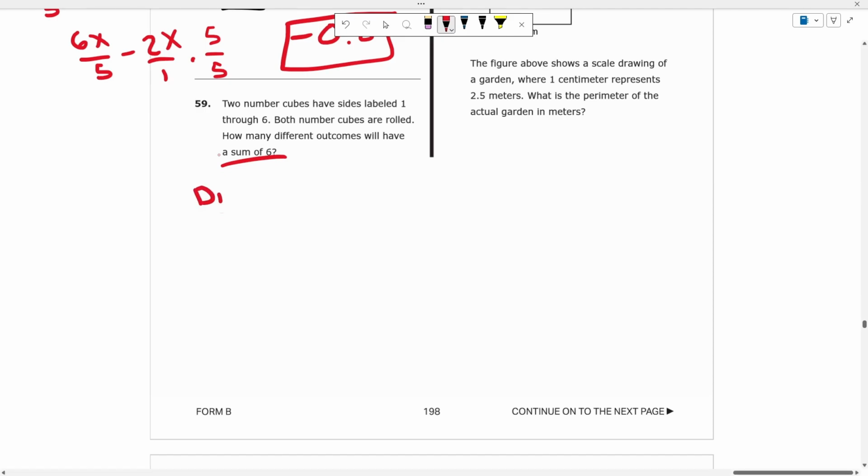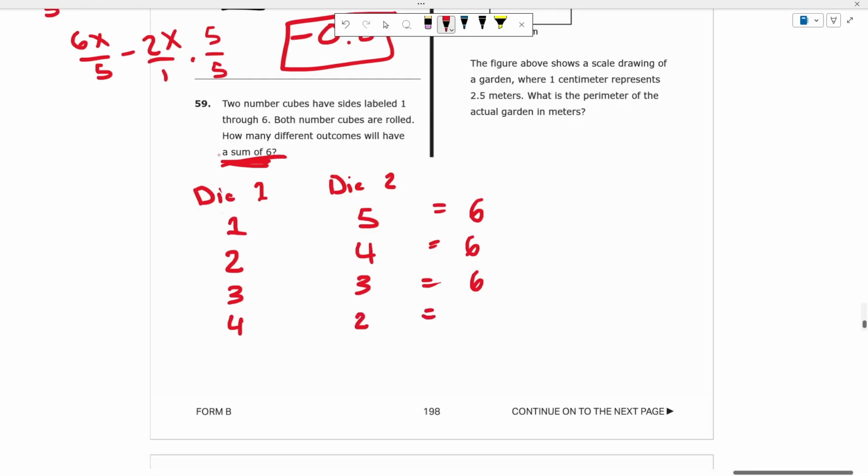For example, if you roll die 1 and die 2, if you roll a 1 on die 1, what number do you have to roll on die 2 so that when you add both numbers up, you get 6? Well, you'd have to roll a 5. So if you roll 1 on dice 1 and 5 on dice 2, they'll have a sum of 6. Okay? Now, what if you rolled a 2 on dice 1? That means you have to roll a 4 on dice 2 in order to get 6. Now, what if you roll a 3 on dice 1? You need to roll a 3 on dice 2 in order to get 6. If you roll a 4, you need a 2 in order for them to add up to 6.